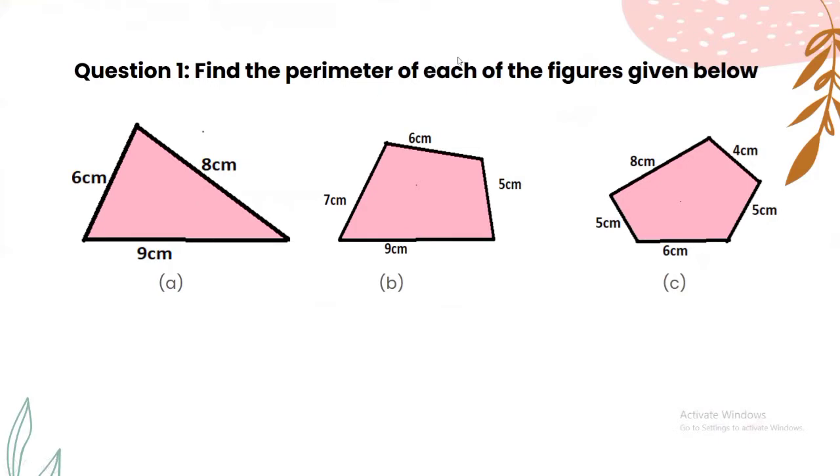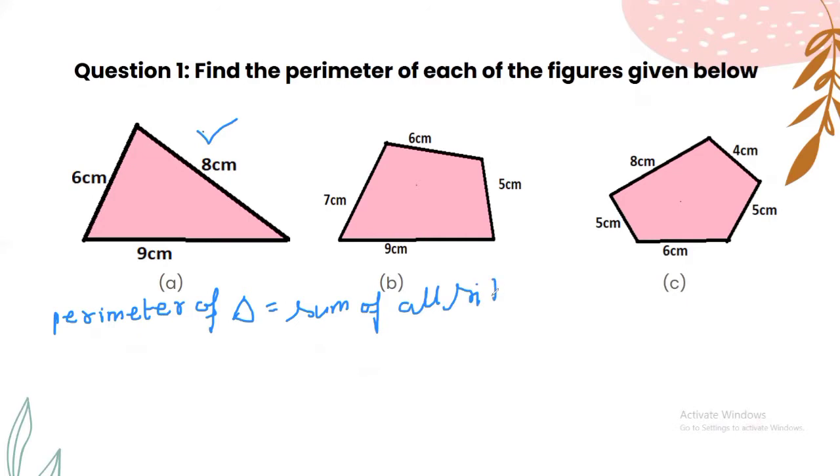So how can you find the perimeter of a triangle? You know very well, this is the triangle, so you know the perimeter of a triangle. You need to find the perimeter now. So the perimeter of a triangle, what is the formula? Sum of all sides. Perimeter of a triangle is equal to the sum of all sides. So this is the formula.